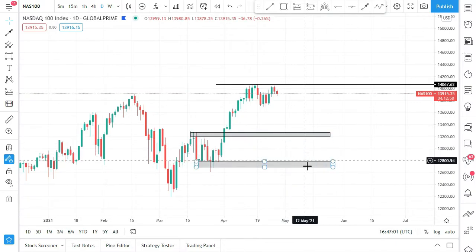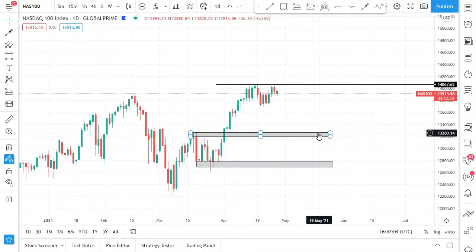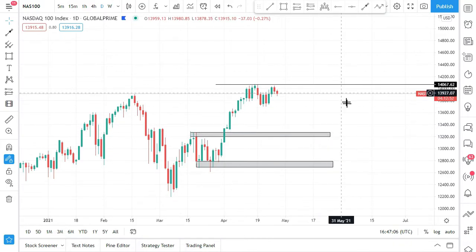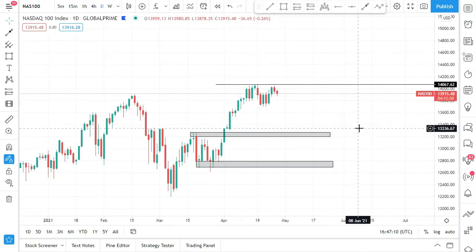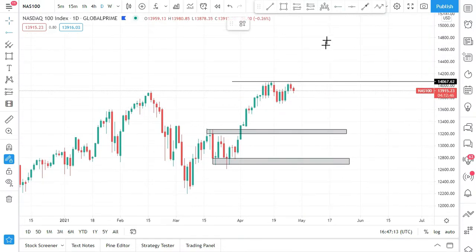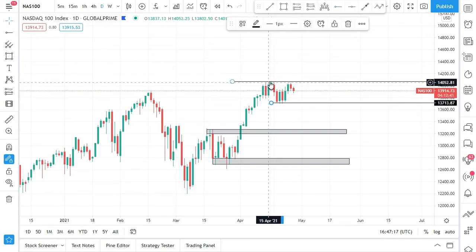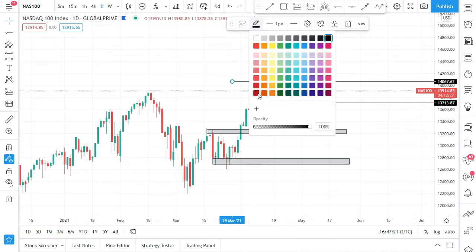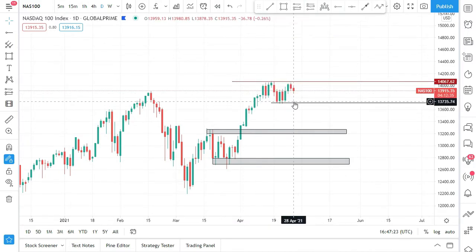The market might then bounce around this area, break out, retest, create a new high. The same thing happens again. Now we can highlight the neckline, which is this right here. We can remove this or change its color to make it red.